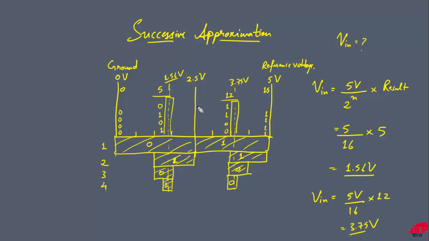Then we compared, was it less than 2.5 volt or greater than 2.5 volt? Then it was less than 2.5 volt. Then we again guessed, was it less than 1.75 volt or greater than 1.75 volt. So in this way we successively approximated up to the extent that the range for finding our output became very small, and ultimately we reached our aim. So in this way the successive approximation algorithm works.